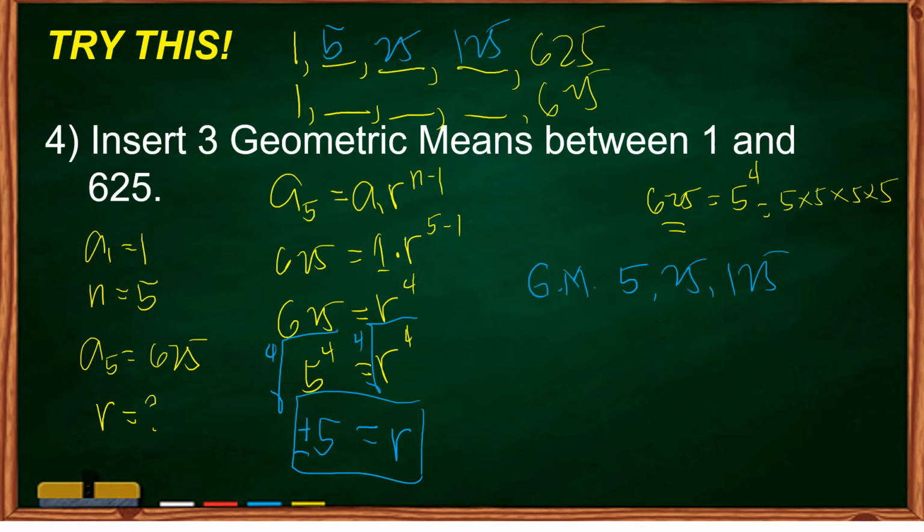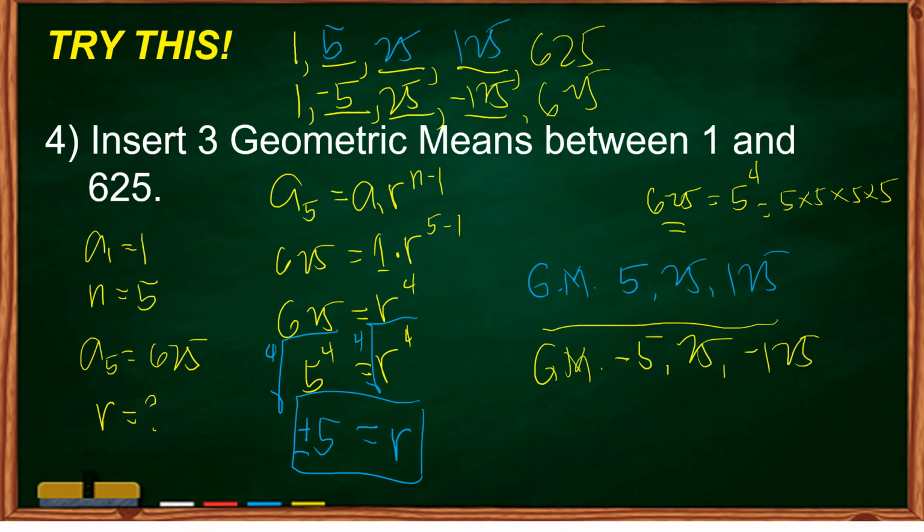Then, since another common ratio is negative 5, 1 times negative 5 is negative 5. And then, negative 5 times negative 5 is positive 25. 25 times negative 5 is negative 125. And negative 125 multiplied by negative 5 will give us 625. So in other words, another set of geometric means will be negative 5, 25, and negative 125. So therefore, this is the final answer.